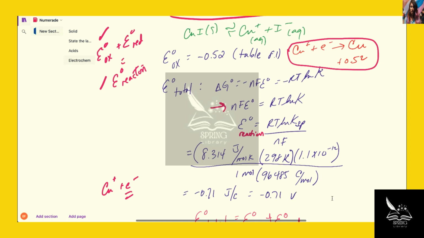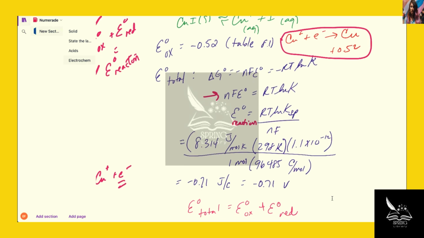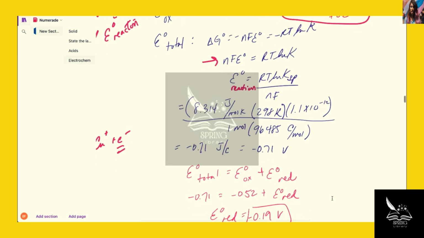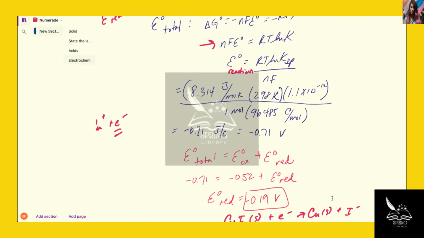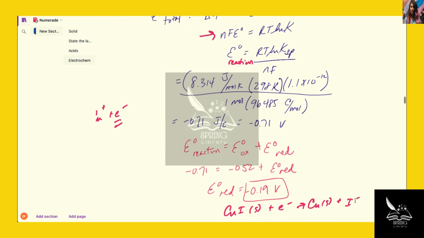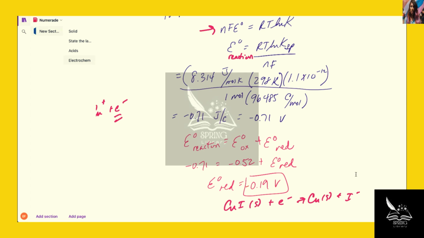So this gives us negative 0.71 joules per coulomb, and joules per coulomb is a volt. So those are the proper units. This is E0 of the reaction. So now we plug in our numbers. Negative 0.71 equals negative 0.52 plus E0 reduction. So just doing the algebra, that gives us E0 reduction of negative 0.19 volts.